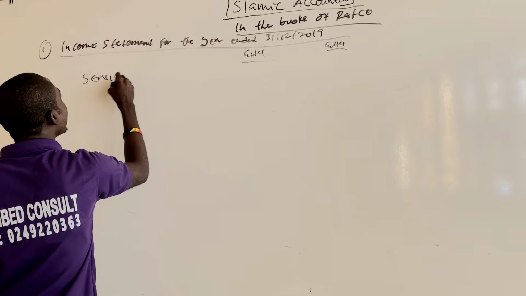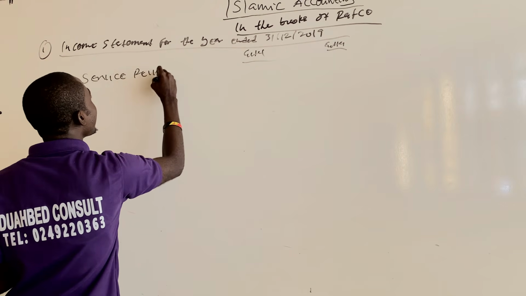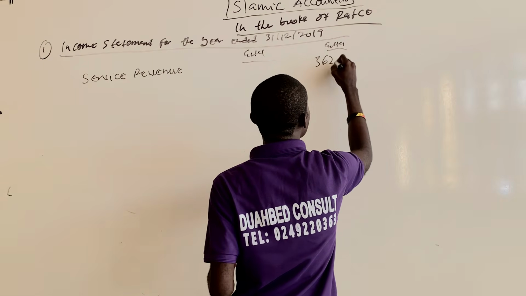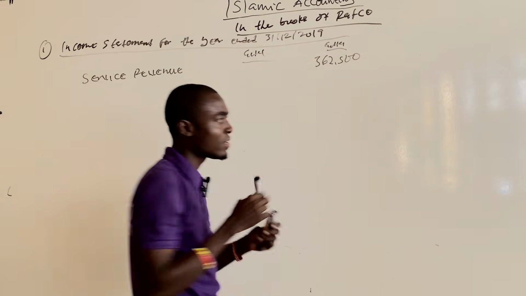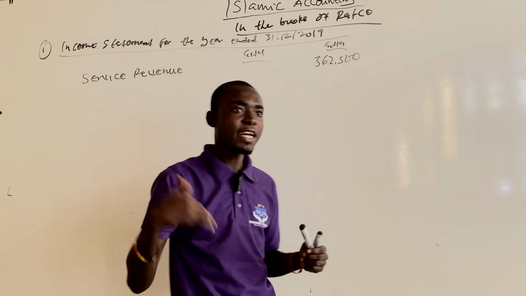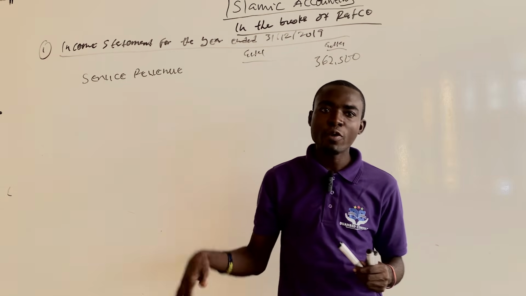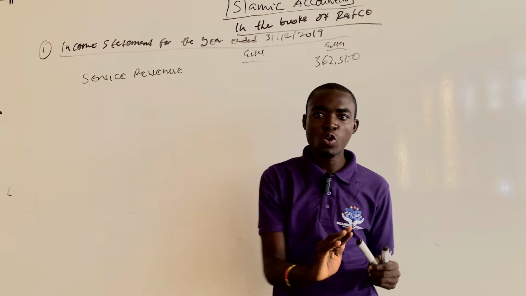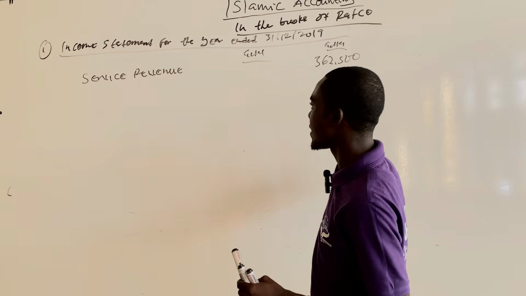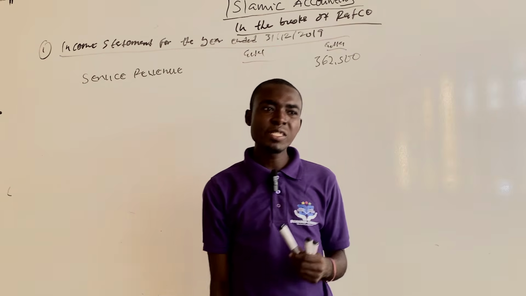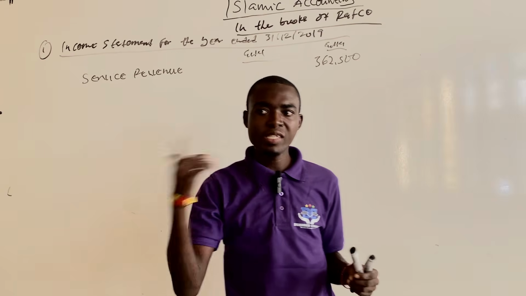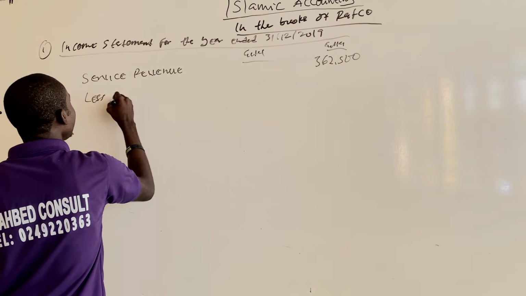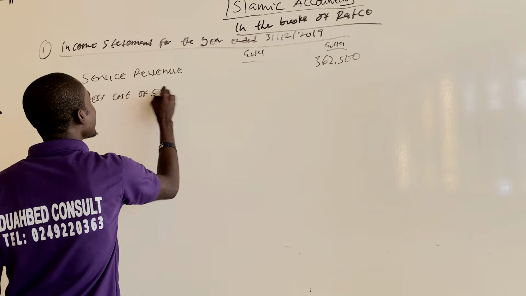So service revenue, that's 362,500. So the normal trading profit and all that, after you are done recording your sales, you less your returns inward. But over here there is no returns inward. So this will also serve as our next step. After that, you proceed with less cost of sales.